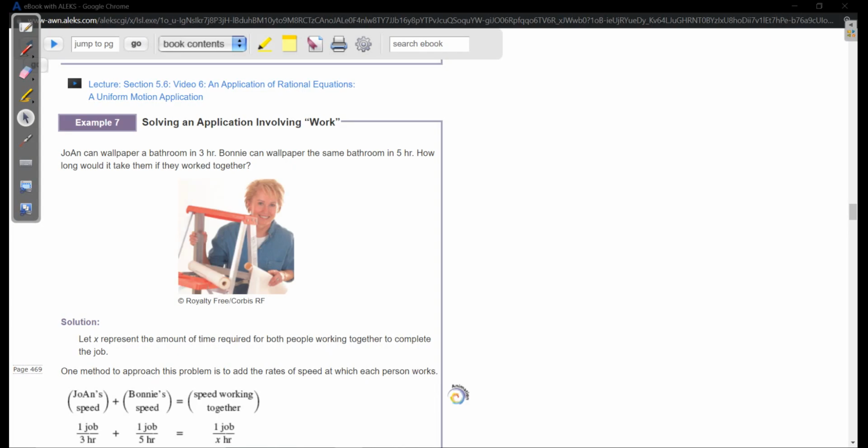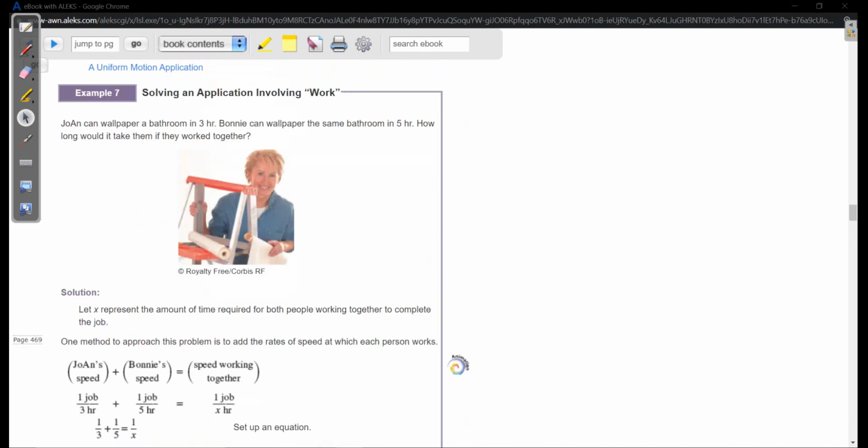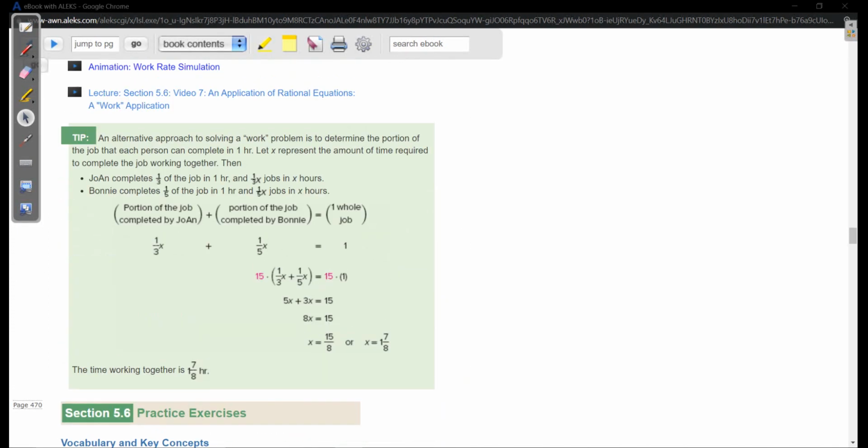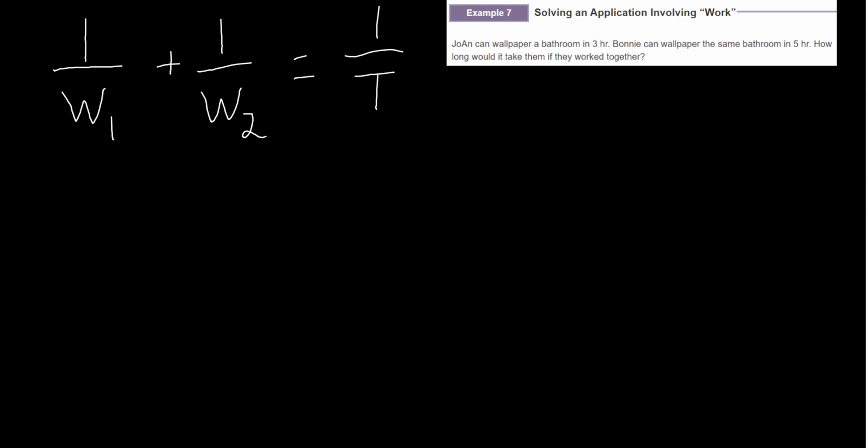So let's go ahead and read this. Joanne can wallpaper a bathroom in 3 hours. Bonnie can wallpaper the same bathroom in 5 hours. How long would it take if they worked together? I don't think it actually gives us the total, it might in the next section. But all you have to do is say 1 over the time for worker 1 plus 1 over the time for worker 2 is equal to 1 over the total time. If you do this, it's going to be so easy for you.